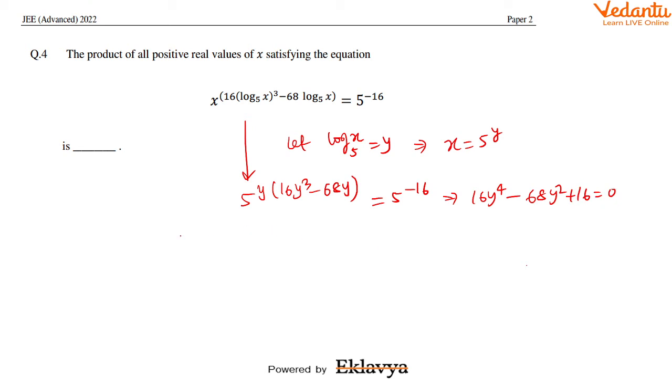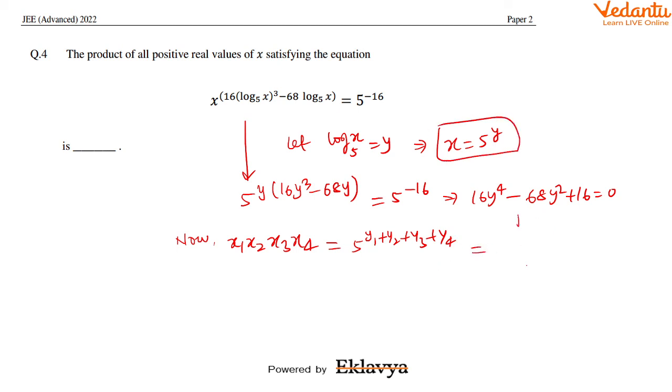Now we have to find the product of all values of x, x1, x2, x3, x4, and that can be written as 5 raised to the power y1 plus y2 plus y3 plus y4 from this relation. So what is the sum of all the roots here? It is 0, the sum of roots, as the coefficient of y cubed is 0, so the product is 5 to the power 0, which is 1. So the answer to this question finally must be 1 only.